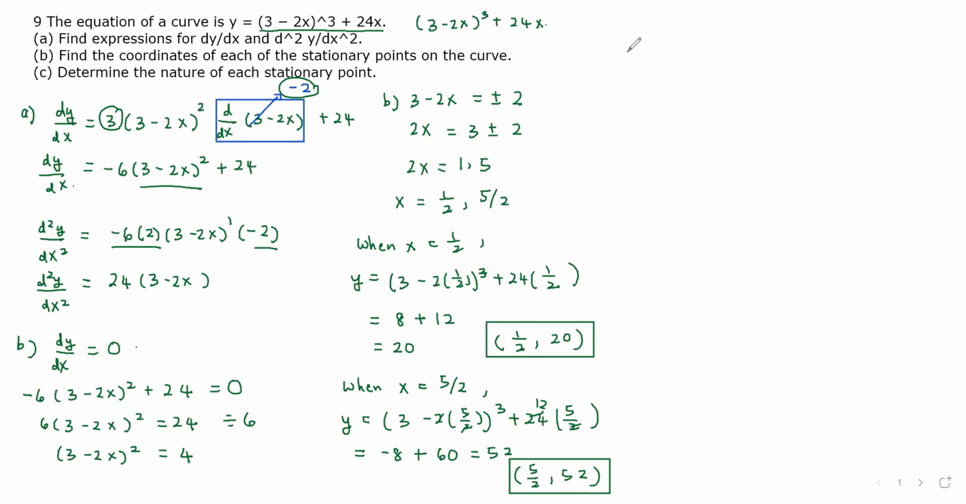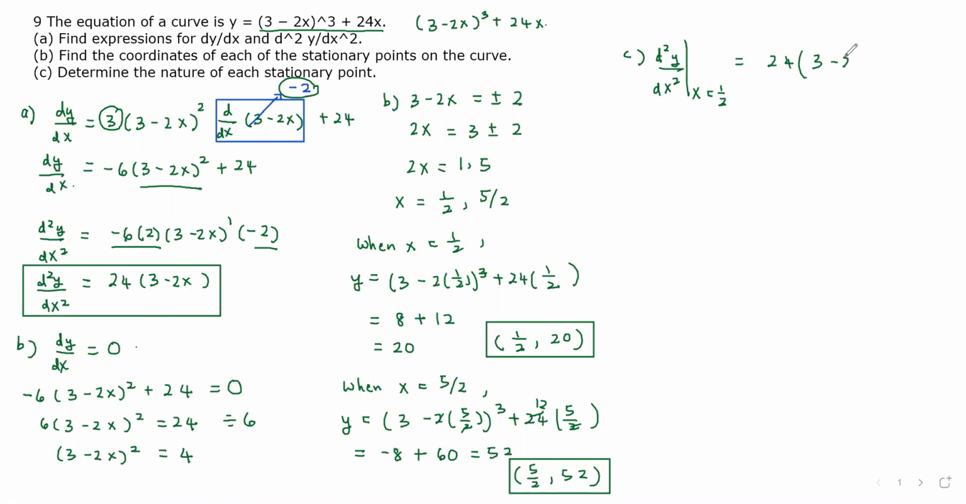Part C, you need to determine the nature of each stationary point. To do that, we can use the second derivative test because you have an expression for the second derivative. So for the nature of each stationary point, you have to determine whether these points are maximum or minimum. Using the second derivative test, we evaluate d2y/dx squared at x equals 1/2. So that gives you 24 times (3 minus 2 times 1/2) here, which will give you a value of 48.